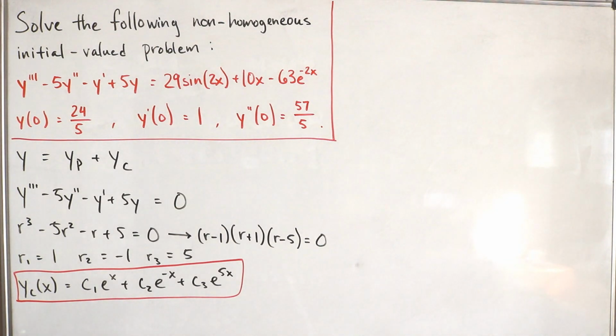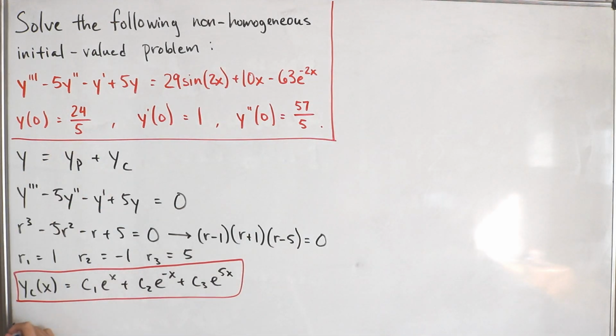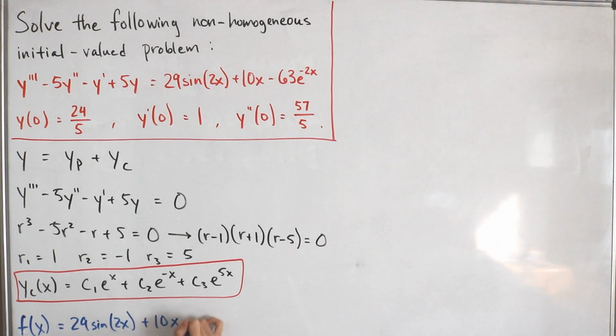So with this now, let's actually solve for the particular solution. This is where the undetermined coefficients method will need to come in handy and be utilized. For now, I'll call f of x our right-hand side. I'm just writing the exact same thing. So f of x is equal to 29 times sine of 2x, then we add this with 10x, and then subtract 63e to the power negative 2x.